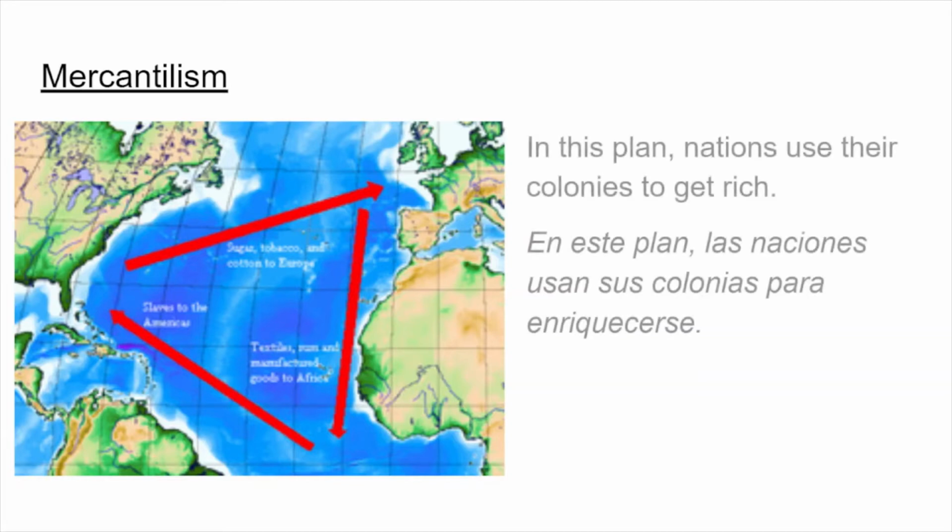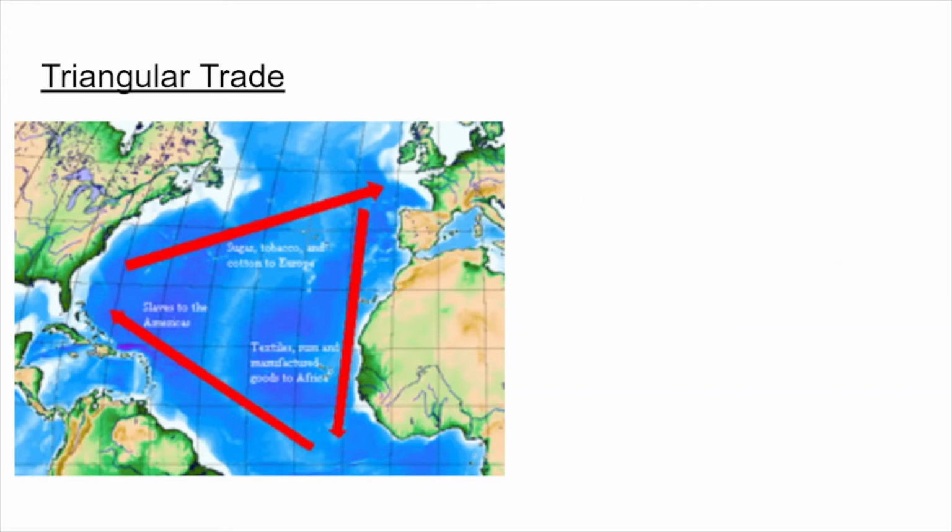So what is mercantilism? In this plan, nations use their colonies to get rich. Specifically, we are learning about the triangular trade, which used the system of mercantilism.